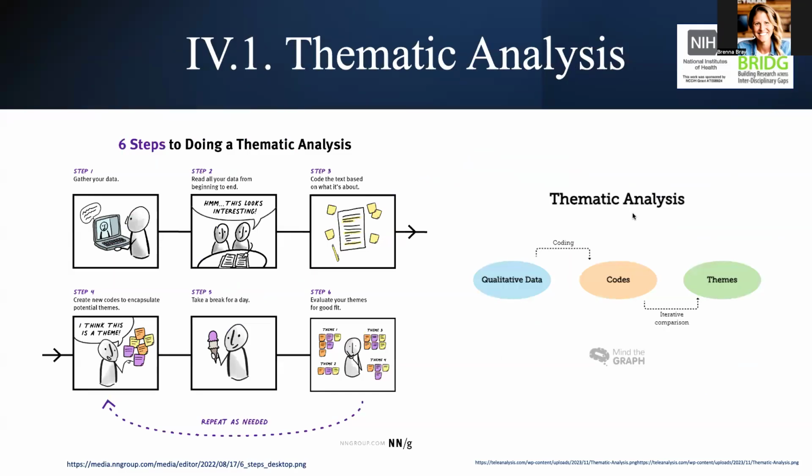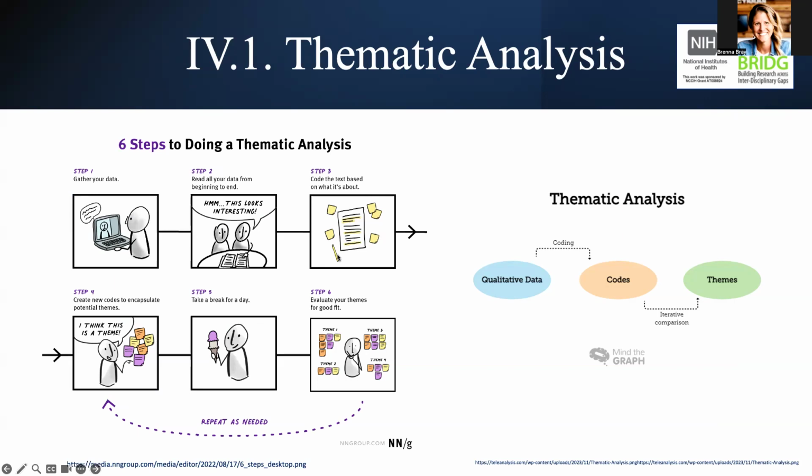Thematic analysis can really be broken down into 6 steps, and there are no shortage of figures or steps or schematics that are available online to depict the different stages of thematic analysis. This isn't the formal 6 steps, but we have, ultimately, gathering your data, collecting data, reading all the data from beginning to end, so just going through the data, immersing in it, and then coding the text based on what it's about. So identifying codes, which we'll talk about later, coding the data.